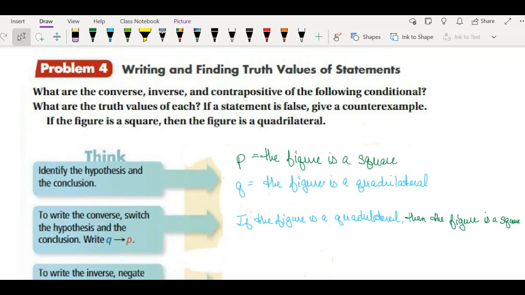The converse of the conditional statement is, if the figure is a quadrilateral, then the figure is a square. The truth value of this is false, because if I have a rectangle, it is a quadrilateral, but it is not a square.